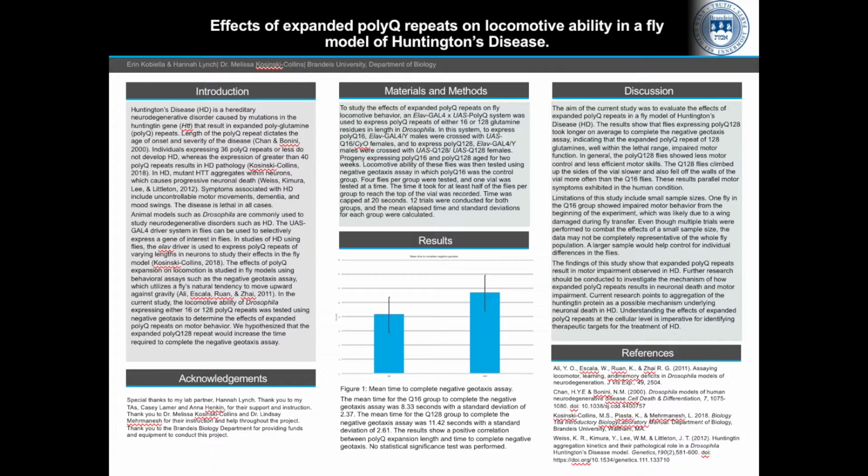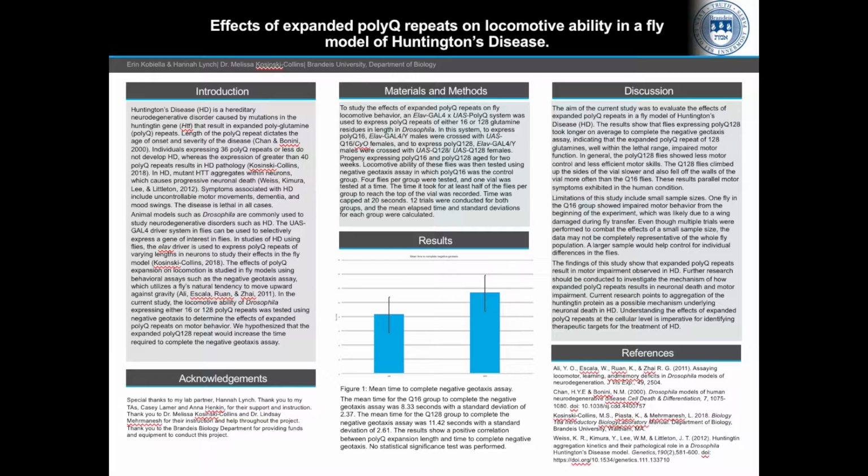So on average, the expanded polyQ repeats of 128 glutamines, which is well within the lethal range for Huntington's disease, impaired motor function. So in general, these flies showed less motor control and less efficient motor skills, which parallels the human condition. However, some limitations of the study include small sample sizes.